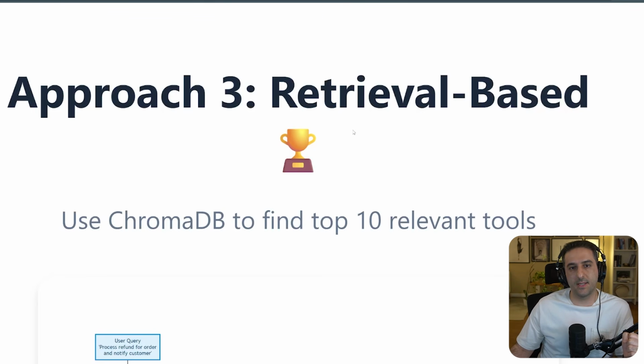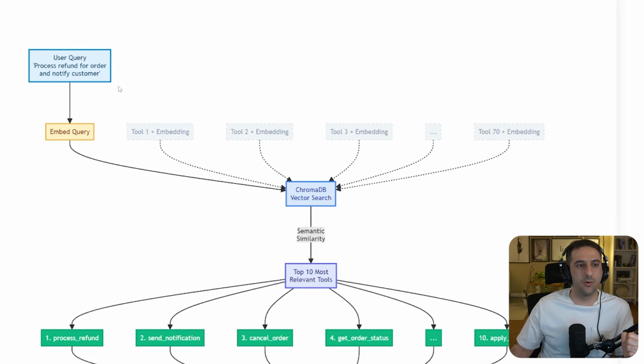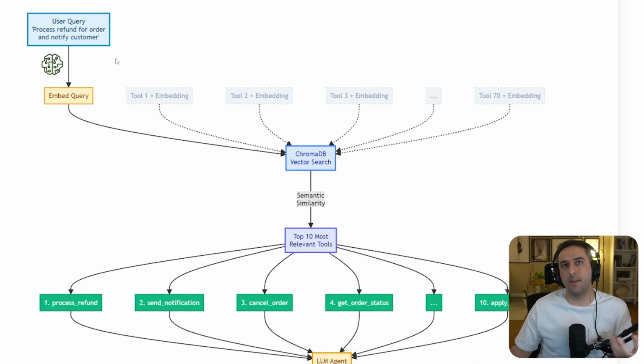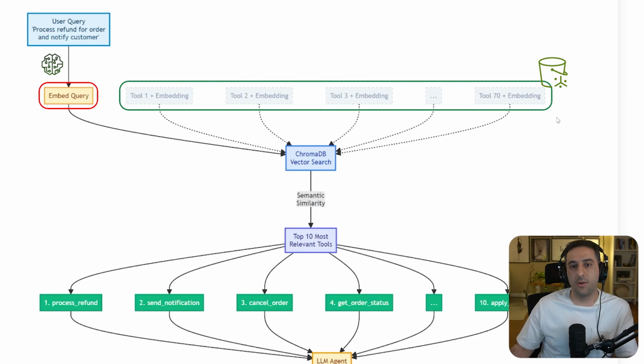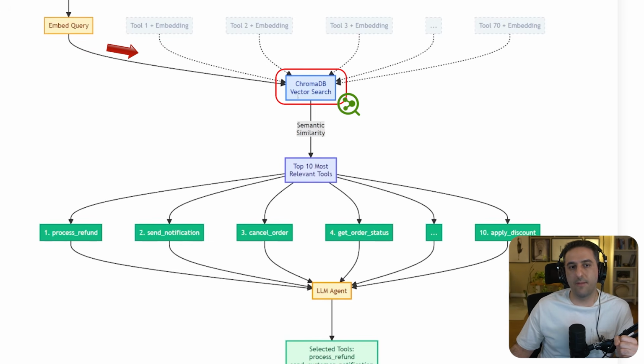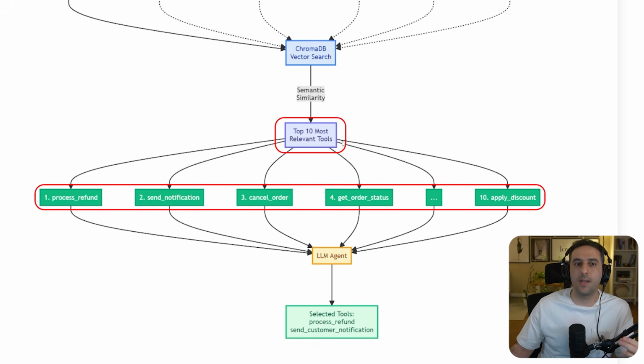The third strategy is called retrieval-based. So we get the query, then we pass it to an embedding model, and we get the embedding version of our query. We also have a vector database that contains the embedding of all our tools. We perform a vector search using our embedding of our query, and then we retrieve the top K most relevant tools from that vector search, and we pass them to our large language model. So here, K is 10, but you can change that based on your use case.